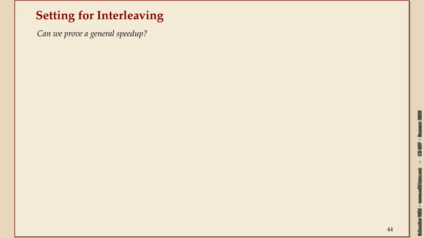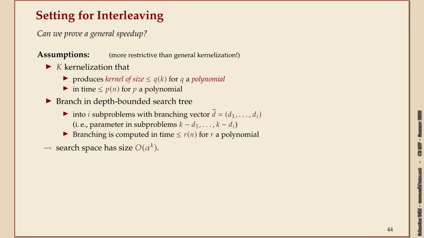Right, the general setup for interleaving. So we've seen this extreme example. What can we do in general? We'll make some slightly more restrictive assumptions than maybe necessary, but this is the part that's nice to analyze. So suppose we have an arbitrary parameterized problem with a kernelization, where now it reduces the problem to a kernel of size q, and that's a polynomial. This is not always the case, okay? But for most of the problems that we've seen, it actually was a polynomial size kernel.